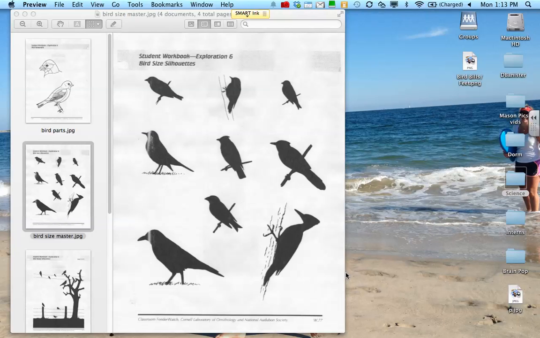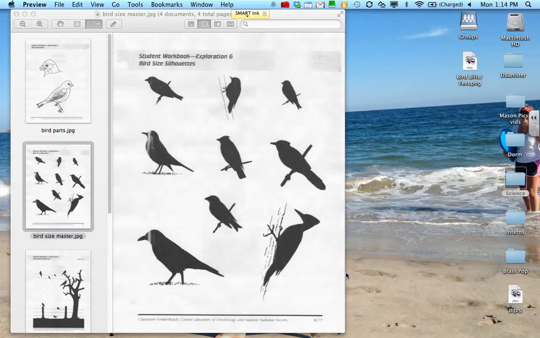Certainly color is a real basic way to identify birds, and that's what we'll get to, but bird size, bird shape, and the parts of the bird are really important to understand and know so that they can support what you think about in terms of the colors.